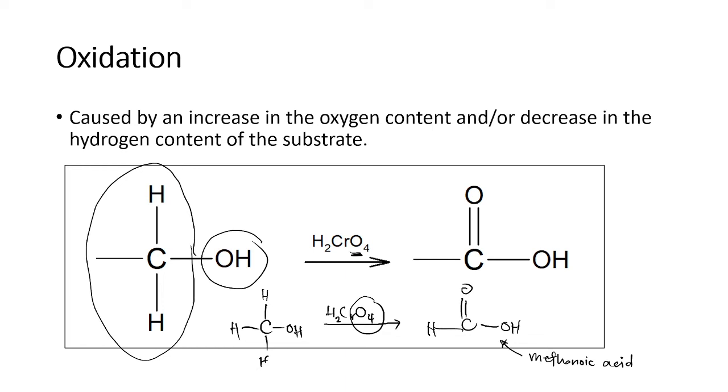As you may see here, there is an increase in the oxygen content of the product. From the original substrate, we only have one oxygen, and for the product, we have two oxygen. And if we count the number of hydrogen, from the original or the substrate, we have three hydrogen attached to our carbon atom. And for our product, we only have one hydrogen attached to our carbon.